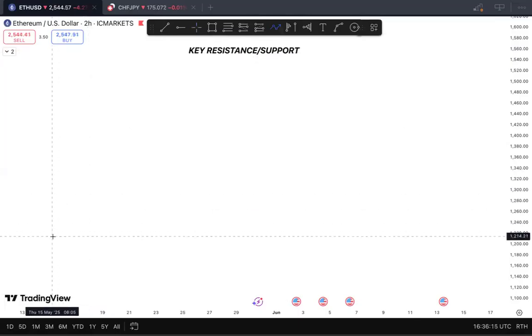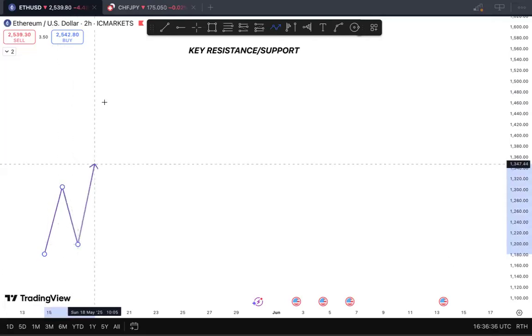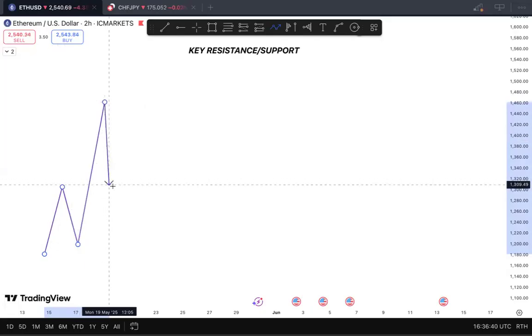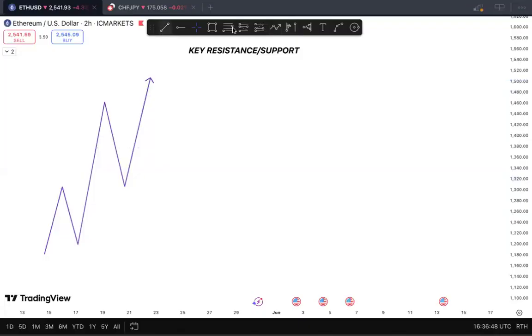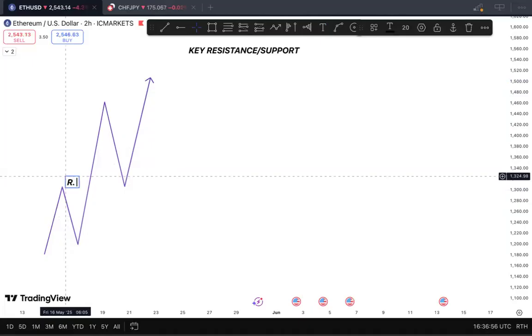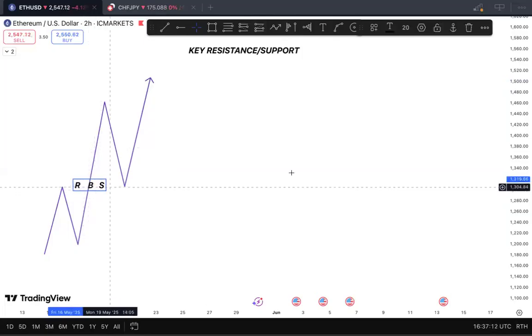It's very easy. We apply the basic rule. And the basic rule is when a resistance is broken, it turns to a support. And each time a support is broken, it turns toward a resistance. So it's simple. So we have this. Resistance is broken. What happened? It turns to a support and boom. So this is called arrow BS. It's called arrow BS. Resistance, break, turn, support.